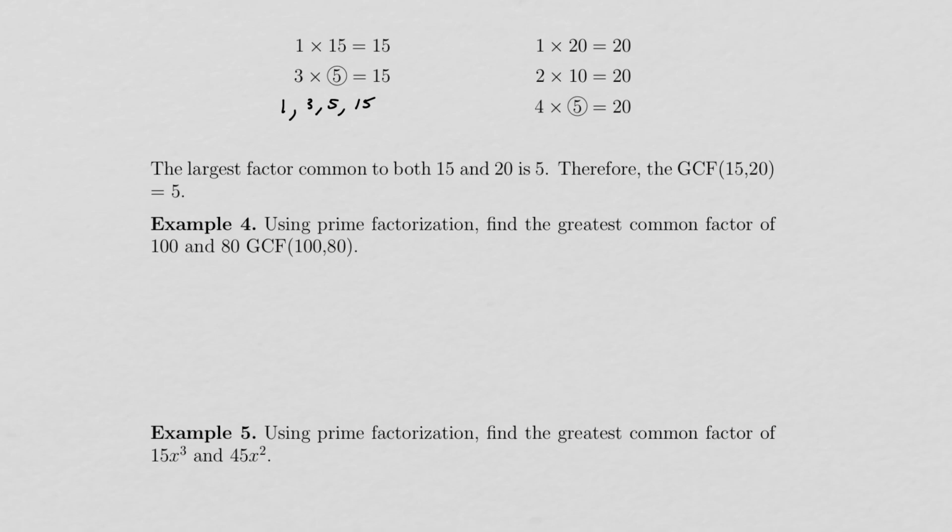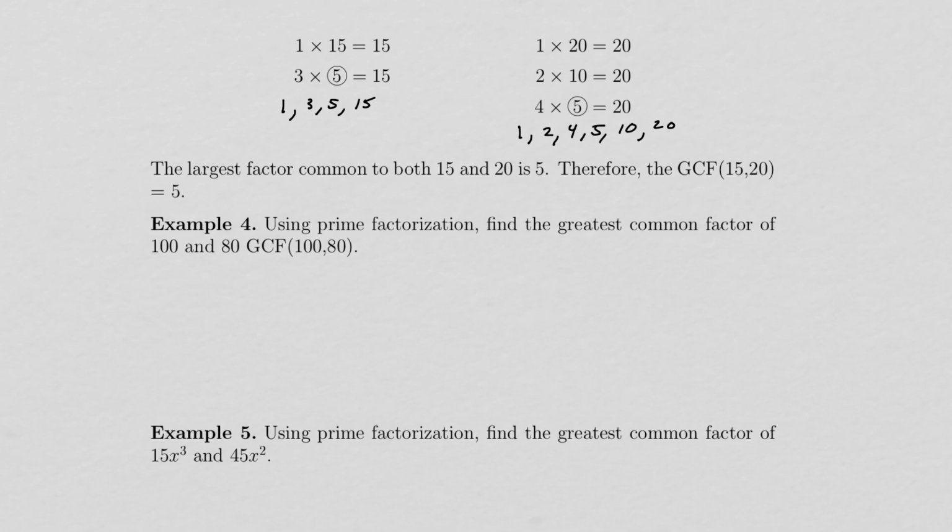I do the same thing with 20. So 1 times 20 gives me 20. I try 2. 2 times 10. Yep, that's 20. Try 3. Note that doesn't work. Go to 4. 4 times 5. And if I go to 5, I start repeating again, so I can stop. So therefore, the 1, the 2, the 4, the 5, the 10, and the 20 are factors of 20. They're not prime factors, they're just factors in general.